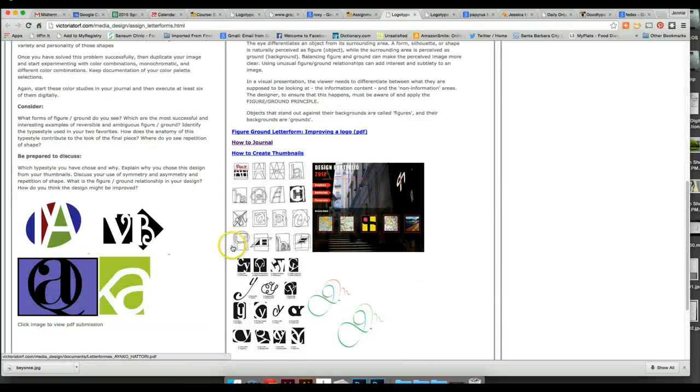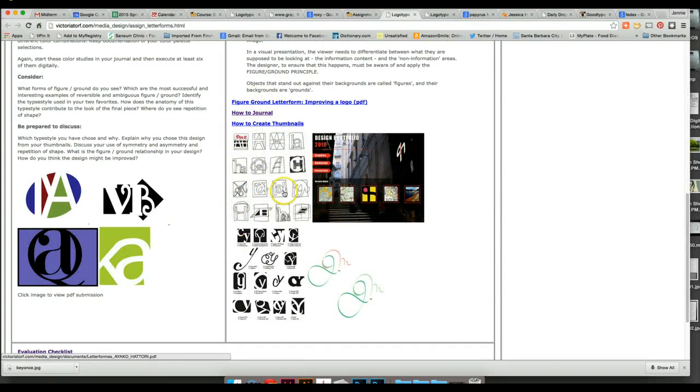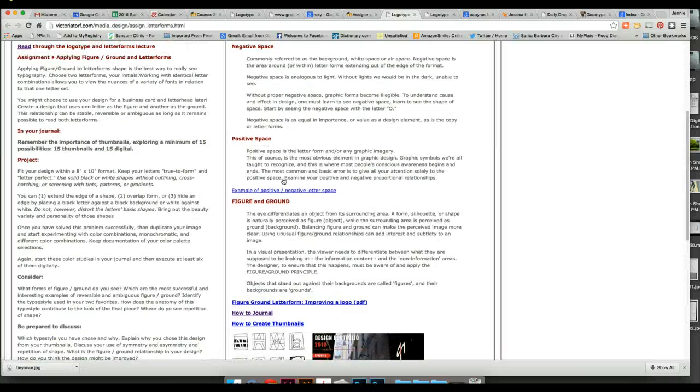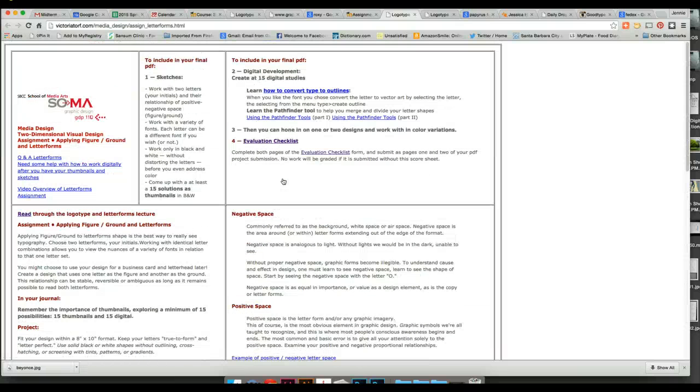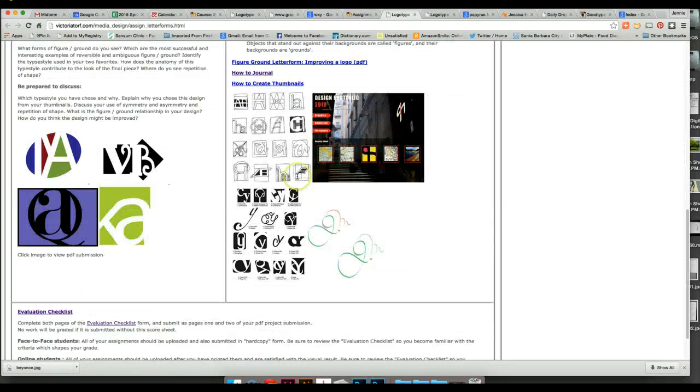So let me show you an example. Here's some thumbnail sketches that a student did with A and H. And you can see they're just sketching out different versions of how those letters can come together in their sketchbook. Okay. Then after you've sketched and you've done 15 black and white thumbnails, then you move on to the next part, number 2, which is the digital development part. Okay? And you're going to do at least 15 digital studies before you take it and start doing color and choosing the ones you want. Okay, so back down.